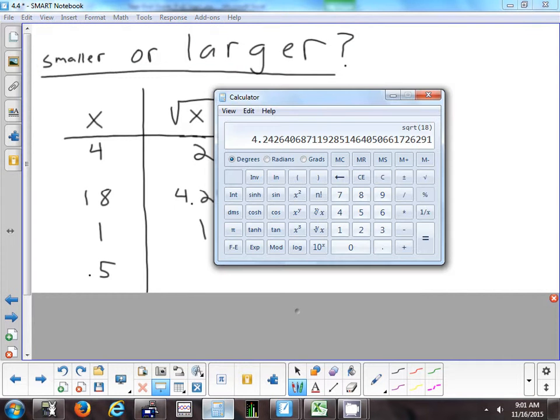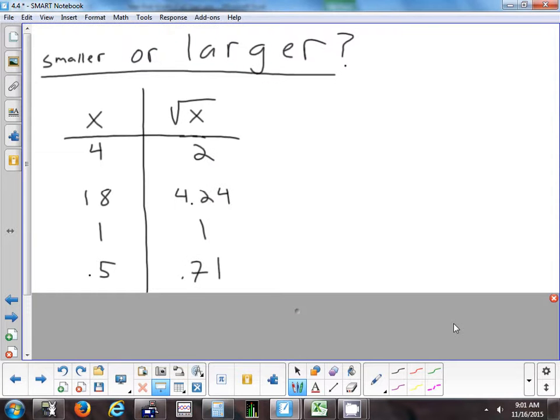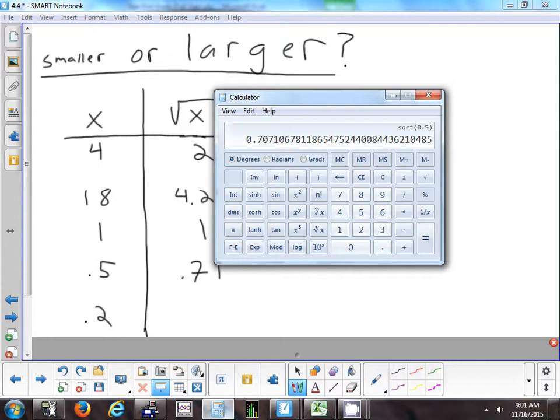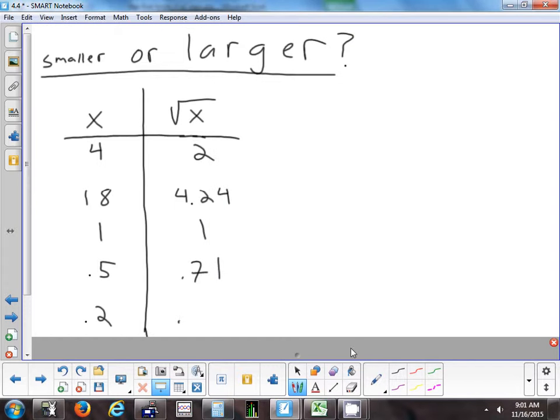Let's try the square root of 0.5. Square root is 0.71. Smaller or larger? This time the square root is larger. Let's try, take the square root of 0.2. 0.45.